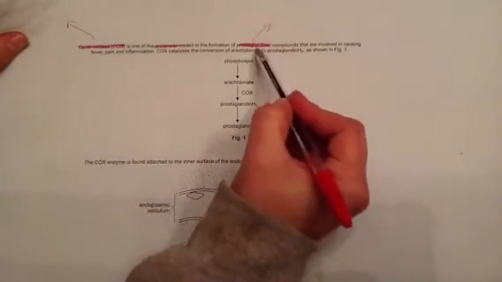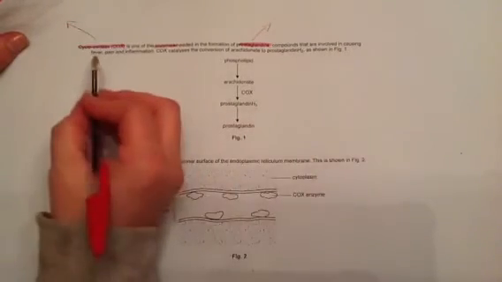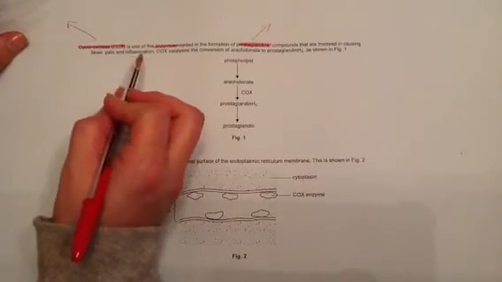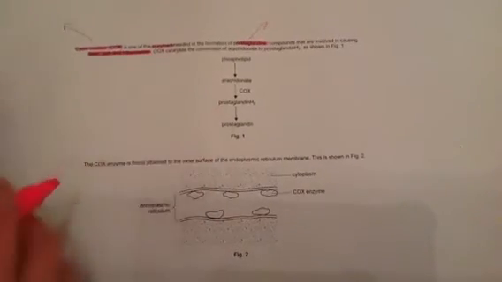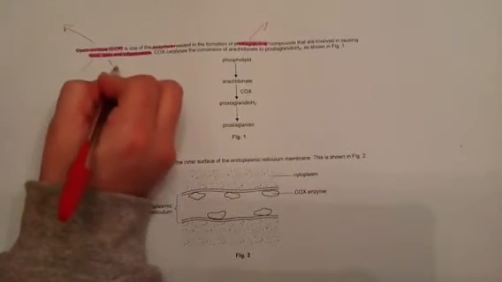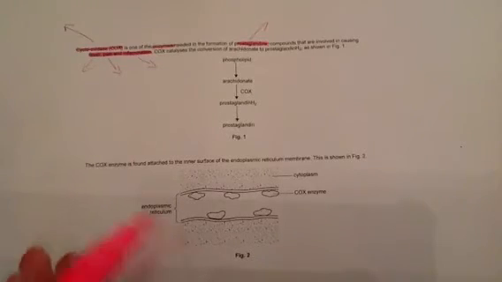So it's involved in the formation of prostaglandins, compounds that are involved in causing fever, pain and inflammation. So again, these are words that we use every day in life, but are we 100% sure about what they mean? So fever, pain and inflammation. Is that something that we should already know? Let's do some research and find out what each of those things are, or remind ourselves if we've forgotten.